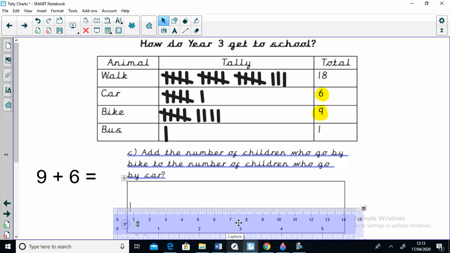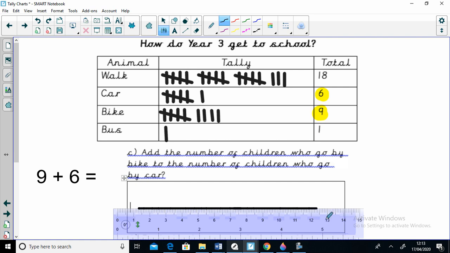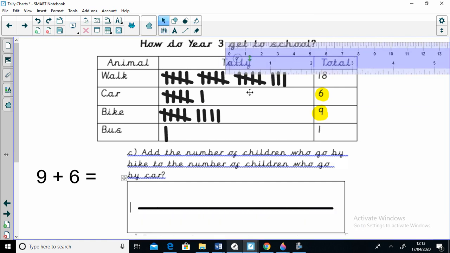Right, let's draw my number line. I do not want to do it with yellow. I want it with a nice, simple black pen. There we go. I'm drawing a number line. Now let's get rid of that ruler. So 9 add 6. The number I'm starting with is 9. I need to add on 6.